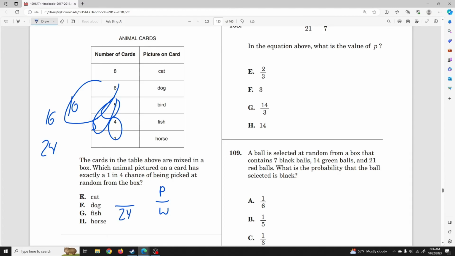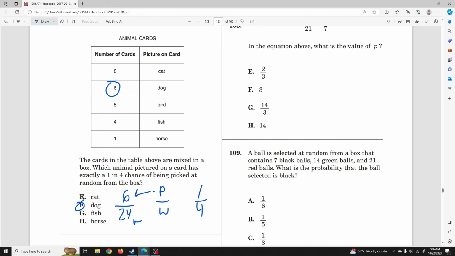So which one of these has a 1 in 4 chance? In other words, which one of these, if I put it as my numerator, simplifies into 1 over 4? Well, it's going to be 6. 6 over 24 is going to be 1 over 4, right? So if I have 6 dogs, which is our part, over our whole, which is 24, that simplifies into 1/4.